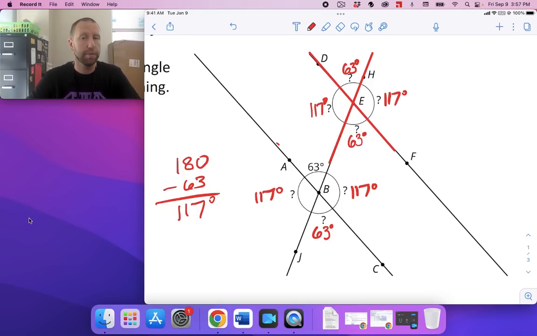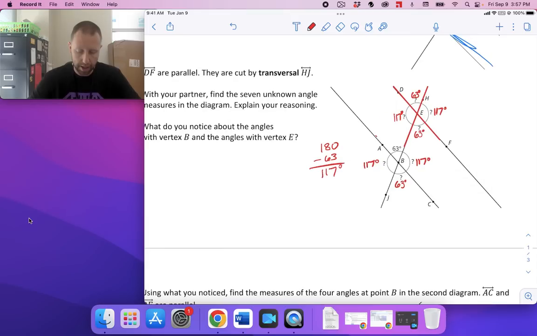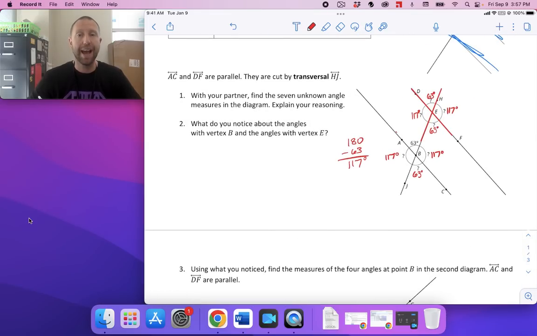Using your patty paper helps. Okay, but hopefully you don't have to use your patty paper every time. Hopefully you can kind of see that if these lines are parallel, then yeah, the same angle has to be formed when a line cuts through both of them.